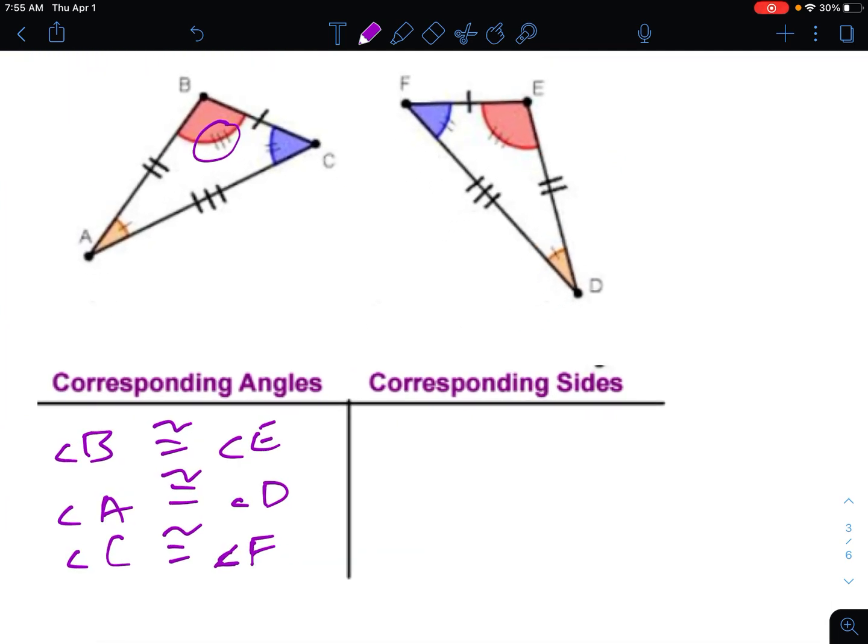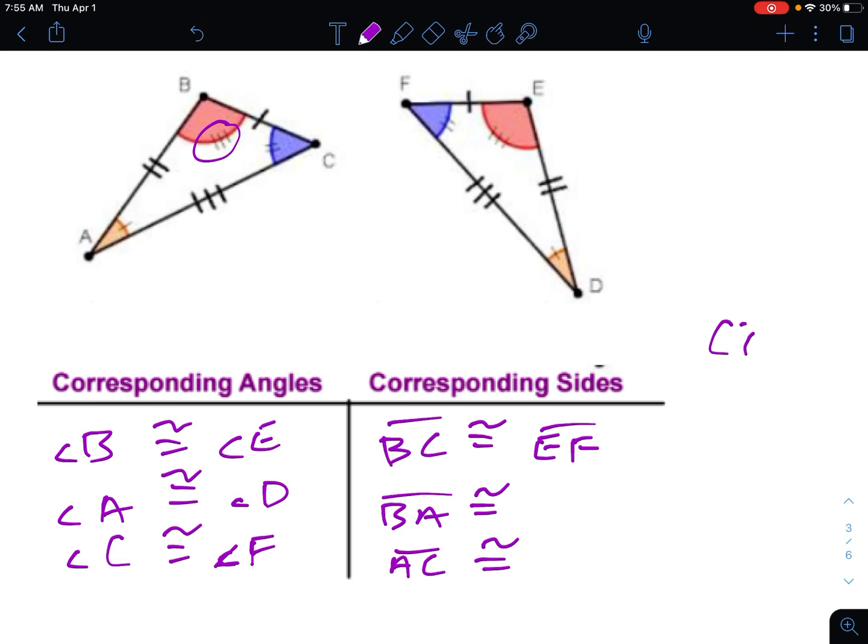All right, corresponding sides. Again, go by the tick marks, so I'm going to put my tick marks in order. I'll stick with the left triangle. So BC has the 1, BA has the 2, and AC has the 3. Now, when we're doing this second part, remember, order is going to matter. Since I wrote B first, that goes with E. I wrote C second, that goes with F. Has to be EF. If you wrote down CB, then you would write down FE as the segment, right?